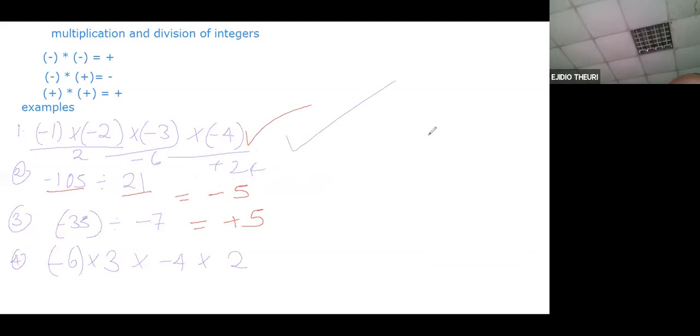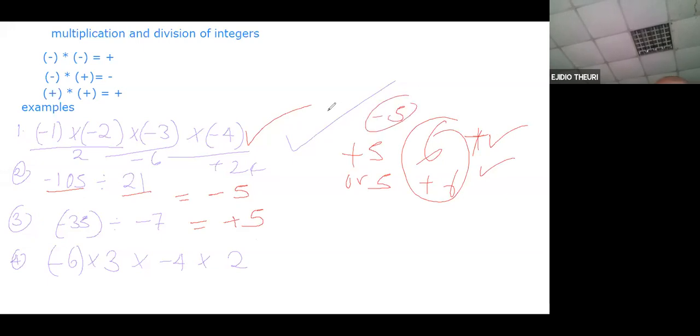If you write a number like 6, it means it is positive. Plus 6 and 6 are the same thing. So both are correct. You either write plus 5 or 5. Failing to put a negative means that the number is positive. But if I put negative 5, it means the number is negative. So you either put a negative or you leave it.